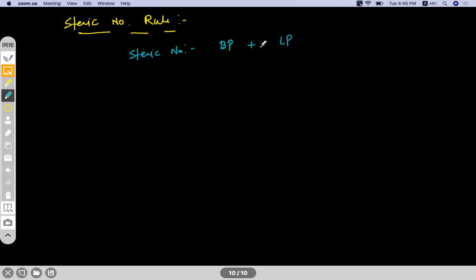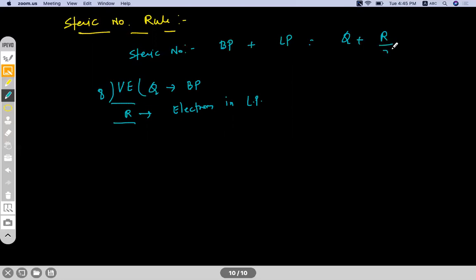How to find out bond pairs and lone pairs? We calculate the valence electrons. We divide it by 8. The quotient gives you the bond pairs and the remainder gives you the number of electrons in the lone pairs. Right? That's why this is equal to Q plus R by 2. The same thing we have done in VSEPR, if you remember that. Yes.